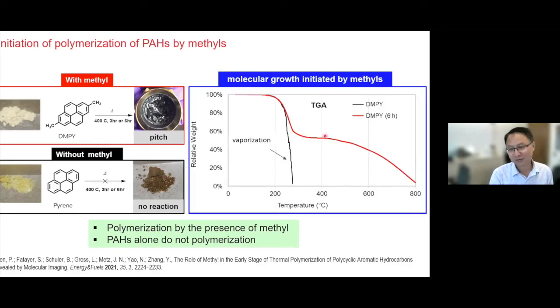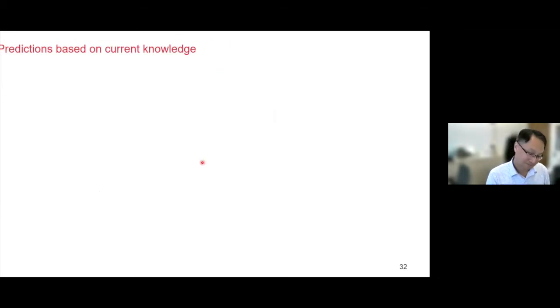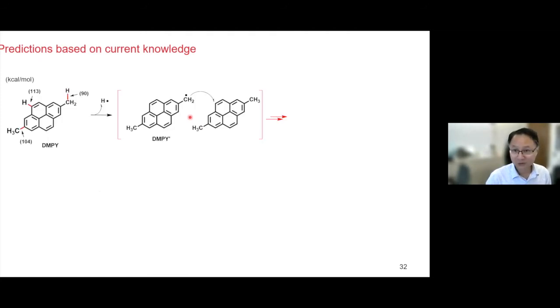You can also tell from TGA: the dimethylpyrene starting material vaporizes very easily under nitrogen, and on this page, you can see the product is stable even after 500-600 degrees. This shows that they do polymerize. Then we studied what happened. This is based on the textbook and all the knowledge I was aware of. Generally people will predict the weakest bond will break, you generate a benzylic radical, and the benzylic radical attaches to others.